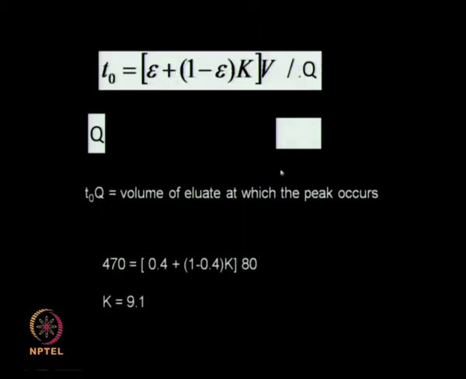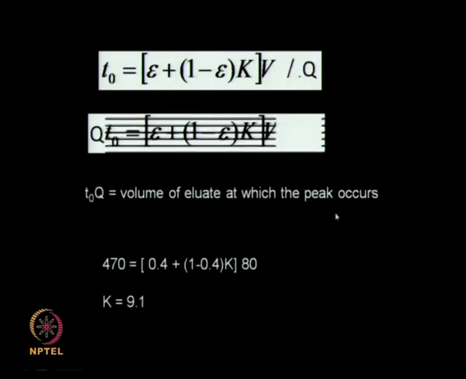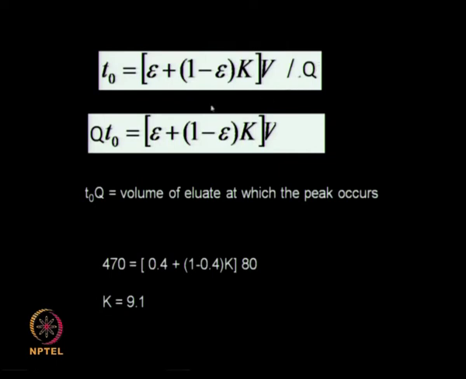Okay, so same equation. If I take the Q here, Q into T naught is equal to epsilon plus 1 minus epsilon K into V, and T naught Q is the volume of eluate or volume of solute at which the peak occurs. Okay, so by substituting this 470, epsilon equal to 0.4, 1 minus epsilon will be 1 minus 0.4, volume will be 80 liter, I get K as 9.1.